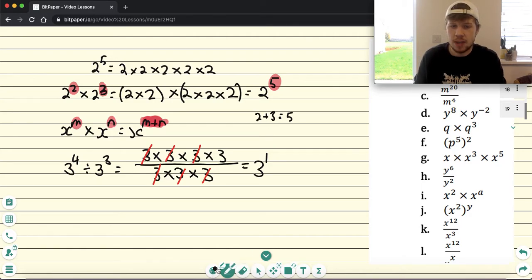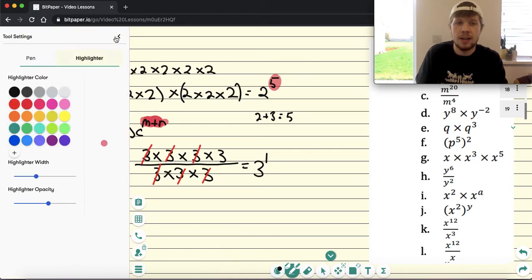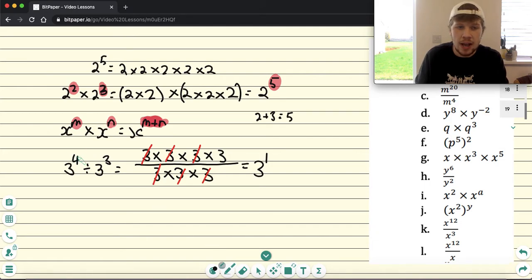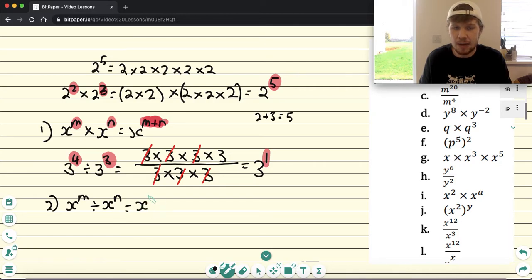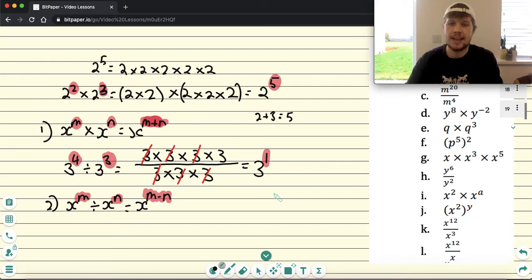So, again, looking at my indices, how do I get from a 4 and a 3 to a final answer of 1? Most of you could have guessed this from my previous rule. It would be x to the power of m divided by x to the power of n would give me x to the power of m subtract n. So looking here at my exponents, my indices, we subtract them to get our final resultant power.